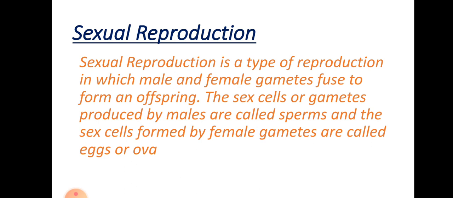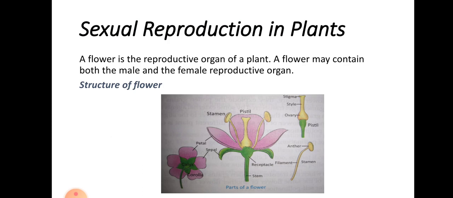Then we spoke about sexual reproduction. So what is sexual reproduction? It is a type of reproduction where two parents are involved. One is a male gamete and the other one is a female gamete. The male gamete and the female gamete fuse to form an offspring. The sex cells or gametes produced by males are called sperms and the sex cells formed by females are called eggs or ova. The fusion of sperm and egg is called sexual reproduction. Ovum is singular.